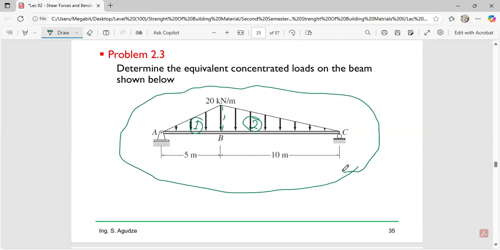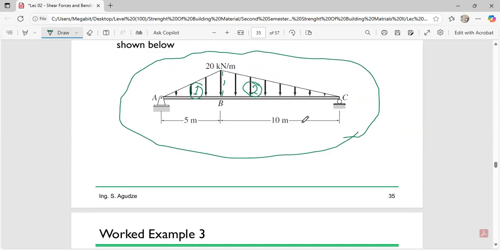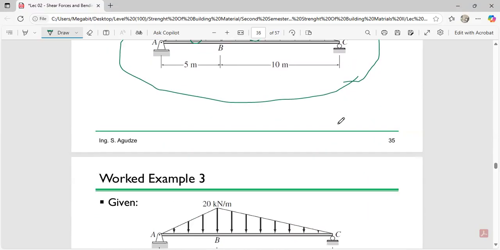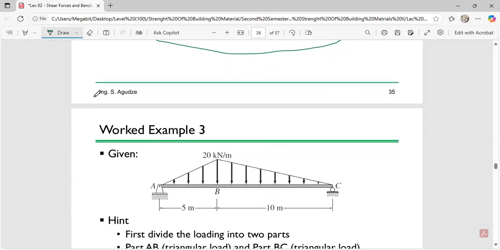They say we should determine the equivalent concentrated loads on the beam shown below. Okay, so first of all, what do you do? First of all, you come to your given, then you redraw the problem. And we say the problem is what? This is the original problem.